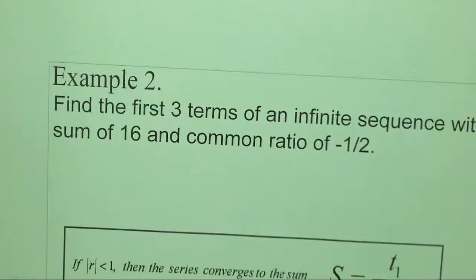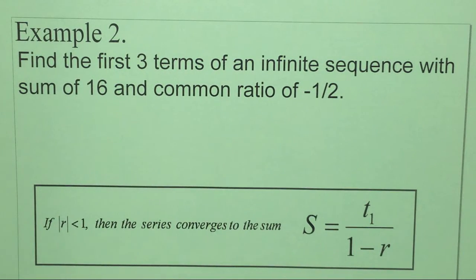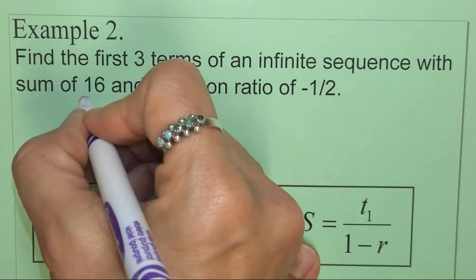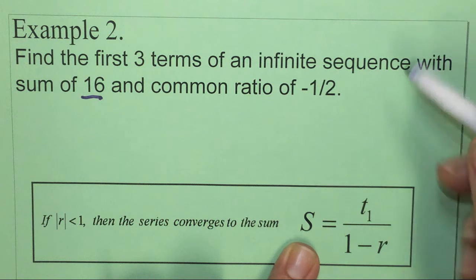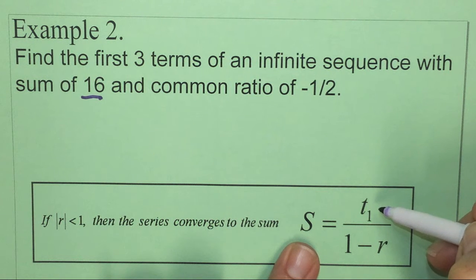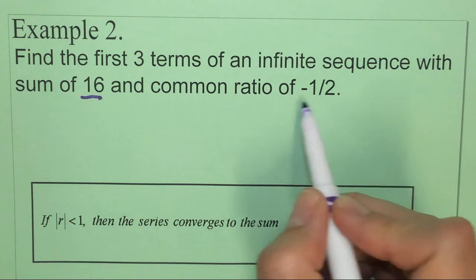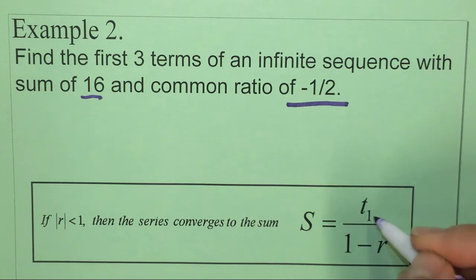Example 2. It says find the first 3 terms of an infinite sequence with a sum of 16 and the common ratio of -1/2. So did they give me the S? Yes. What did they tell me it was? 16. Did they give me the first term? No. That's what they want me to find. Did they give me R? Yes, it's right here. So I'm going to look for T1 this time.